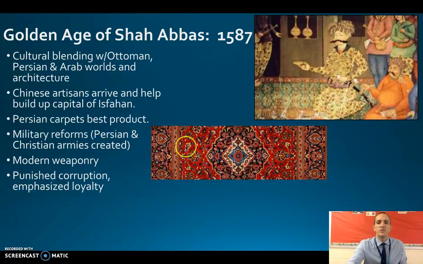The main thing is these Persian rugs, which are still sold today and very popular. They're hand-woven rugs with these crazy, intricate patterns. We also have military reforms, modern weaponry, gunpowder. Obviously, it's a gunpowder empire. And they're going to punish corruption. So one of the issues here with these governments is we get so big, we want to make sure corruption doesn't exist, or we want to try and squash it as much as possible.